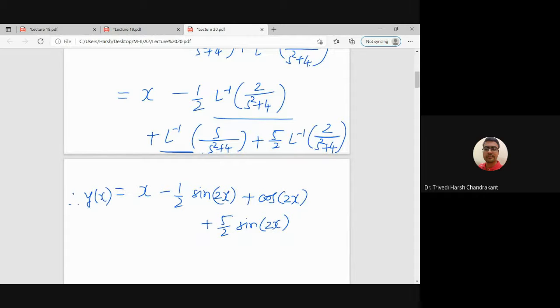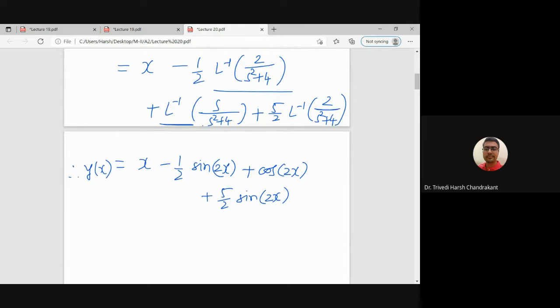y of x is this function, and in fact we can simplify it further because there are two sine terms. So essentially we get 2 sine x sine 2x. Yes, so this is the solution.